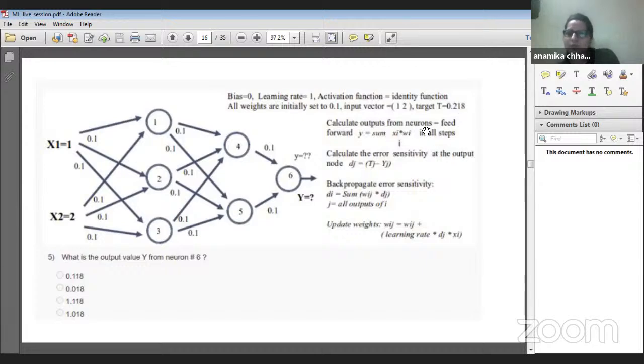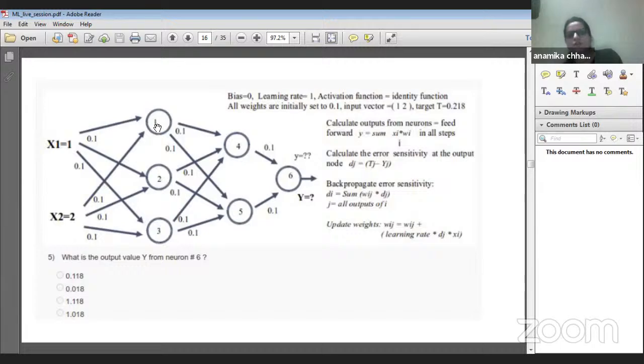So calculate the output from neurons. When we compute the output, that's actually called the feed forward step, and when we back propagate the error, that's the back propagation step. The output computation is very simple. The first question is, what is the output value y at neuron number 6? You see 1 is the input here, x1, and 2 is x2. So x1 goes to three nodes, three neurons. Similarly, x2 goes to three neurons.